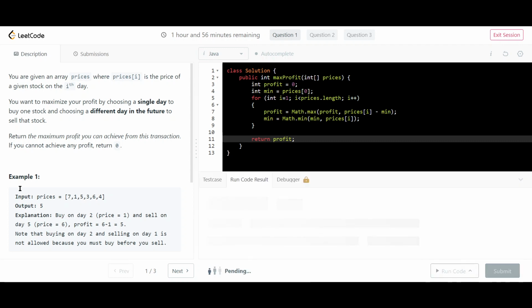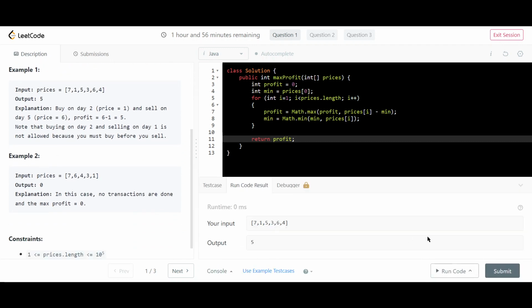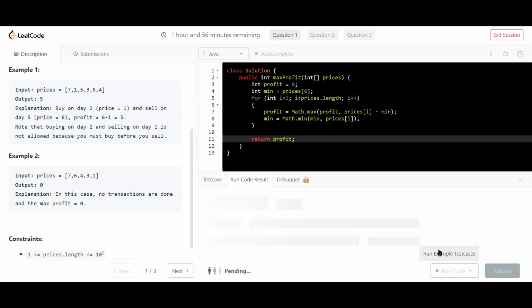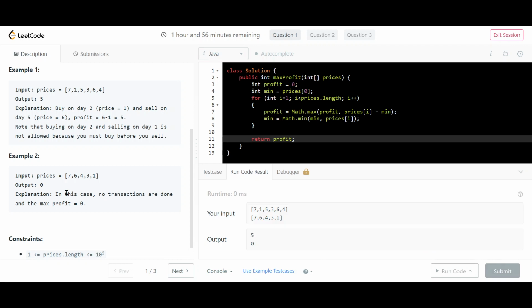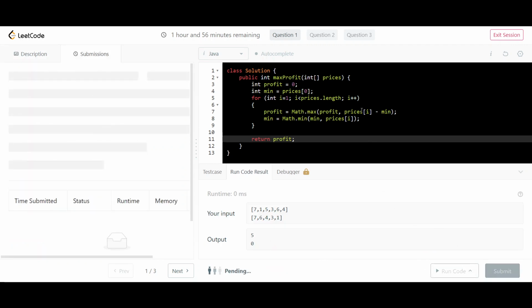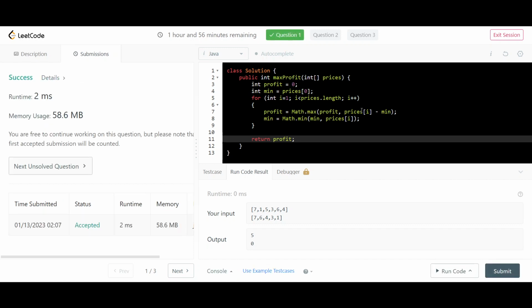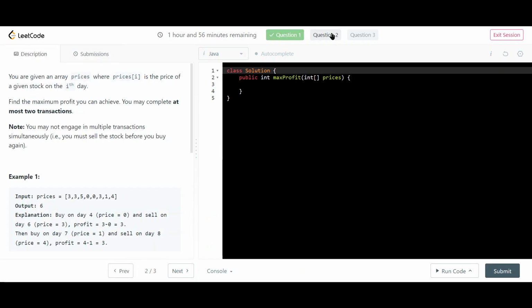Let's run and see. 5 and 0 are the two examples. Okay, let's look at whether the second example also passes or not. 5 and 0, we do. So let's submit and see if all test cases pass. And they do. Let's move to the second question.